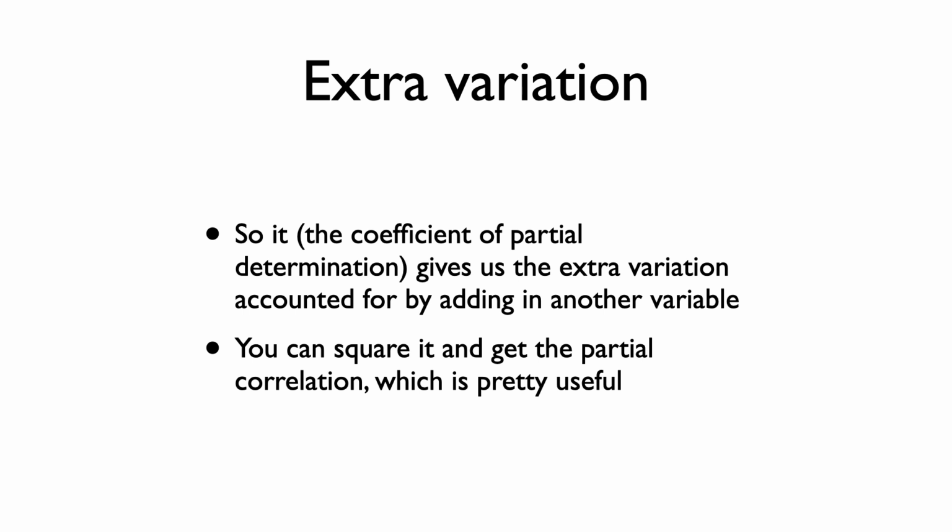You can actually get a thing called a partial correlation, which is useful. I should say square rooted, not squared.